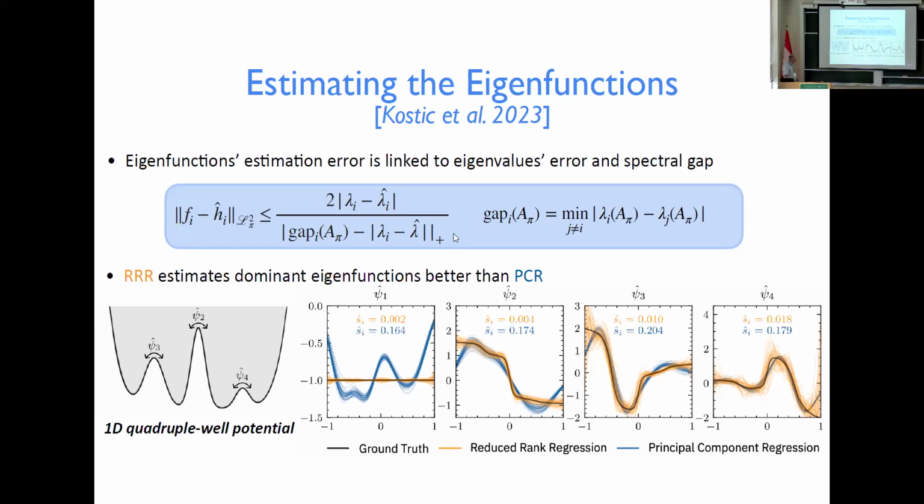And so here you see this estimator in action on this quadruple well potential. So this is a discretization of the Langevin equation. And here, black are the ground truth eigenfunctions. So the first is a constant function, of course, and then you have the next three eigenfunctions. And here you see that in orange is this reduced rank regression estimator. It does a good job at estimating eigenfunctions, whereas the principal component regression doesn't perform as well.